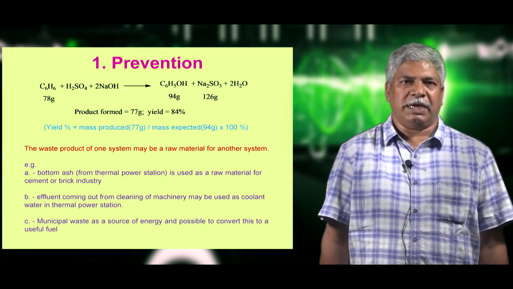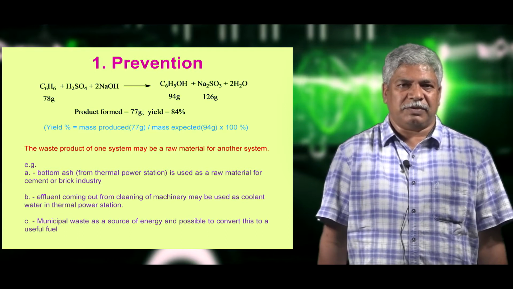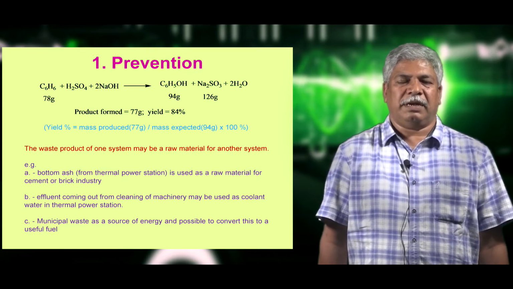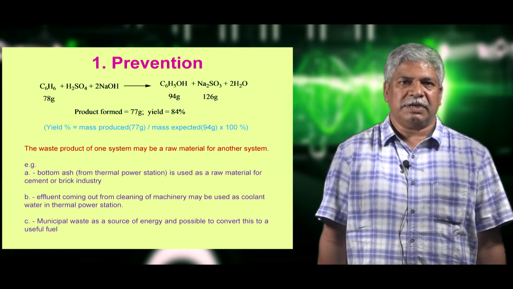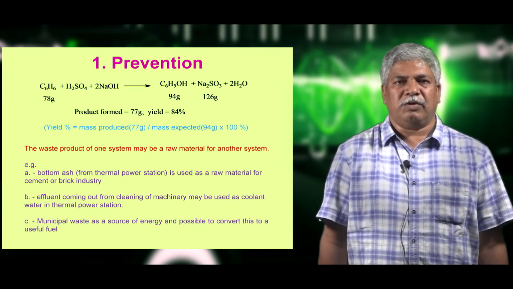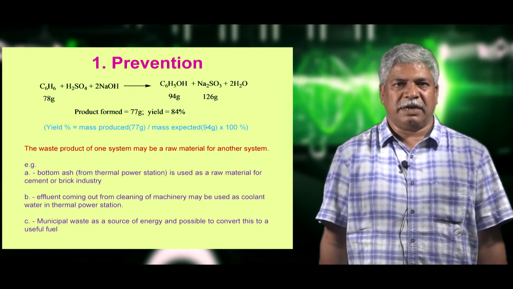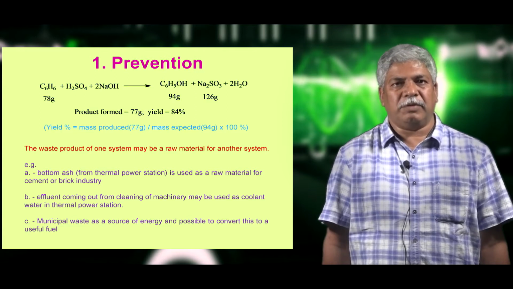Here is how the yield can be calculated. If we perform this reaction and suppose we get 77 grams of phenol, then the yield will be 77 grams divided by 94, multiplied by 100. Roughly it works out to be 84%. So 84% yield for a reaction is quite good.